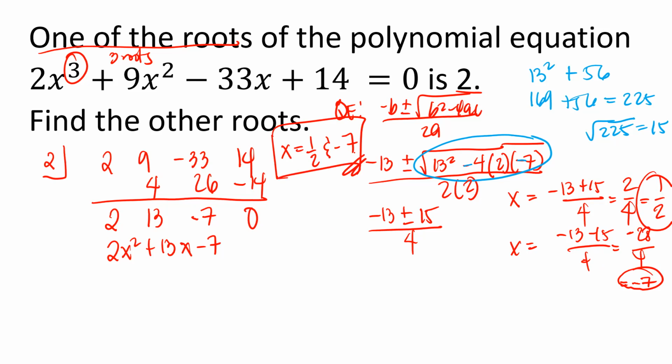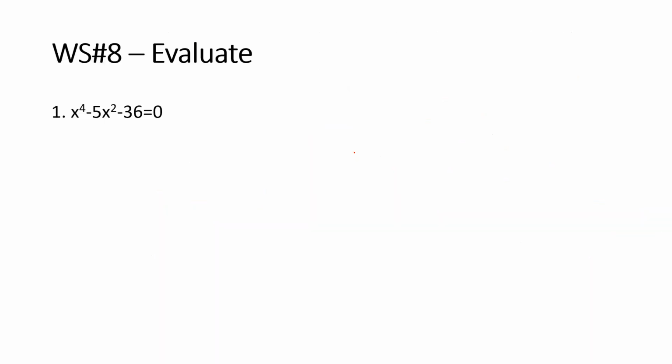Okay? Okay. So for other examples, let's solve the worksheet number 8, evaluate part. So for the first given in evaluate part, so we have x raised to 4 minus 5x squared minus 36 is equal to 0. In this part, ano kailangan natin? Trinomial ito. Pwede natin siyang i-factor. So magiging x squared times x squared. 36. Anong factor ng 36?